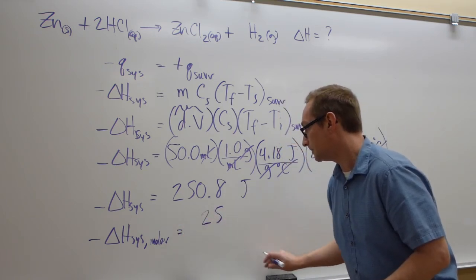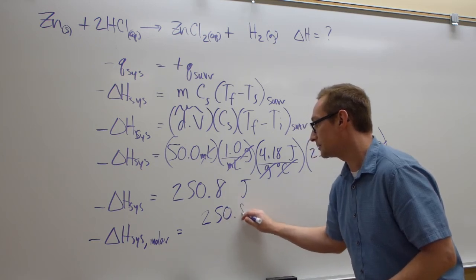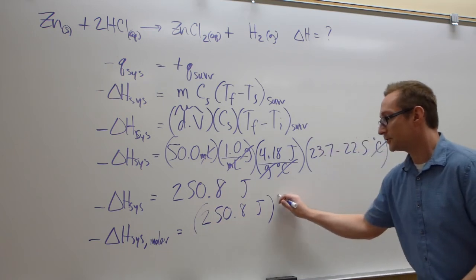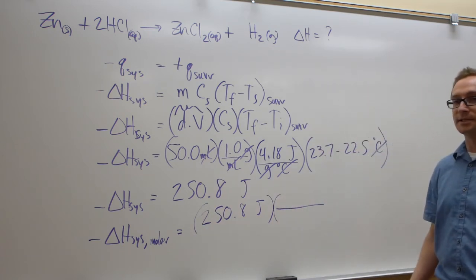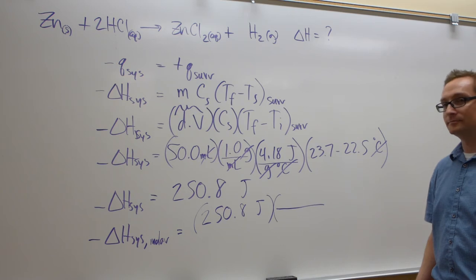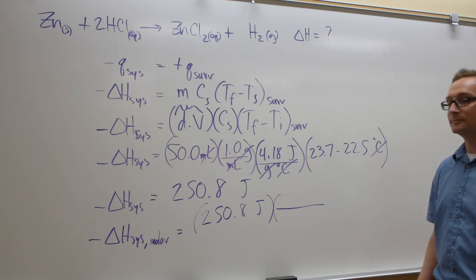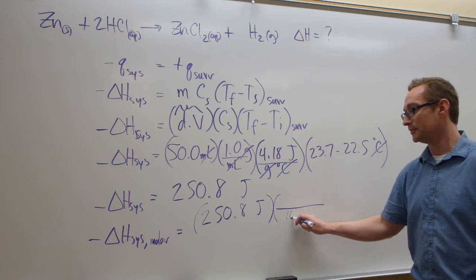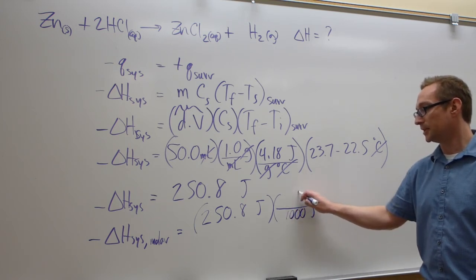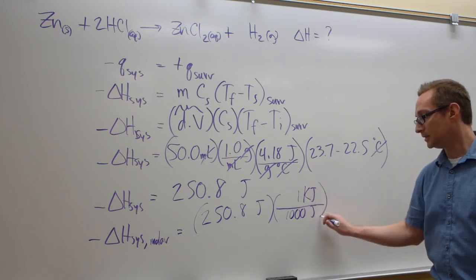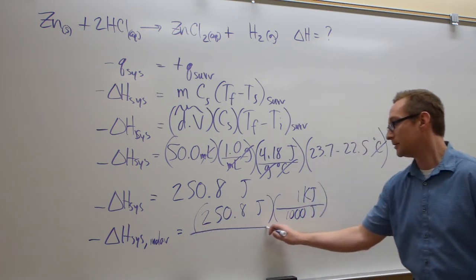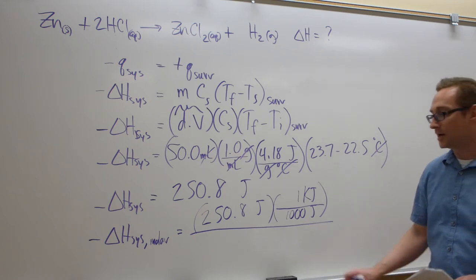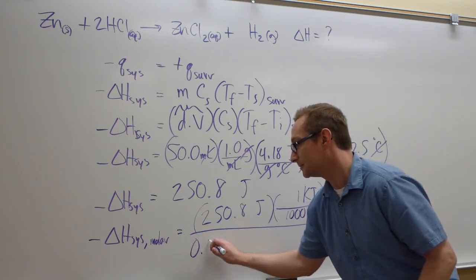So we're going to say 250.8 kilojoules, or excuse me, joules. Let's do a symmetric conversion here. How do we get from joules to kilojoules? Yeah, 1,000 joules in a kilojoule. All right, and then we have on the bottom, per mole, we've got 0.103 grams of zinc.